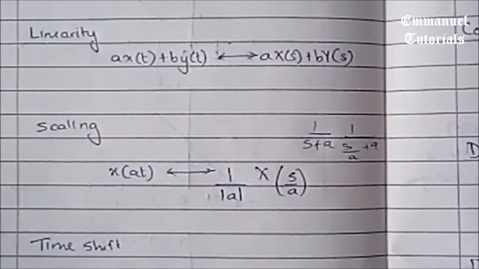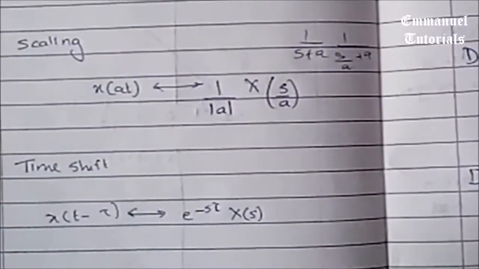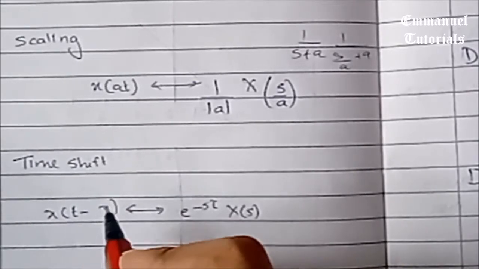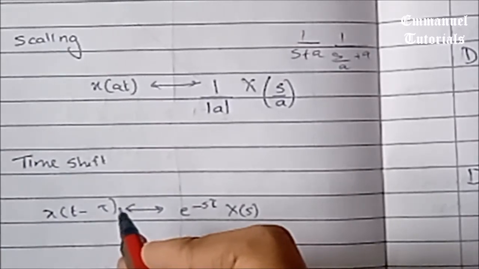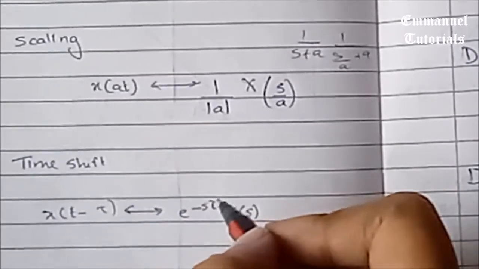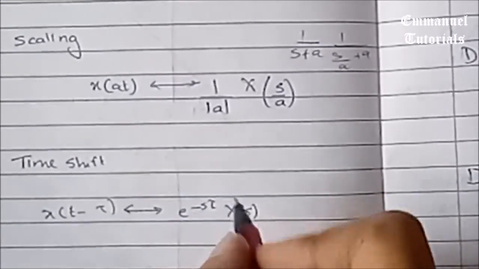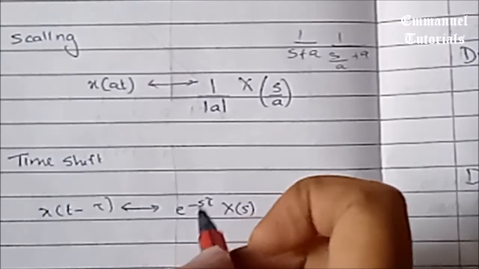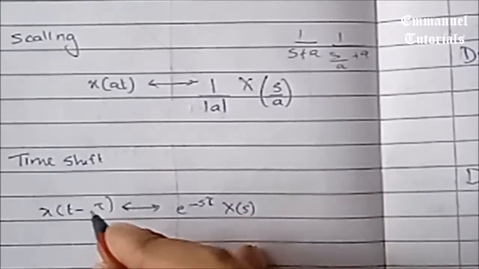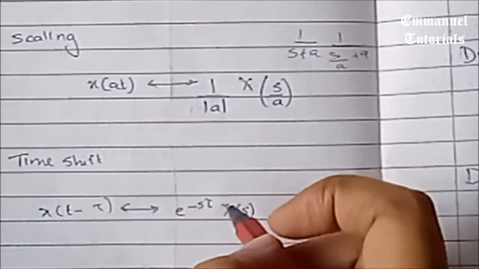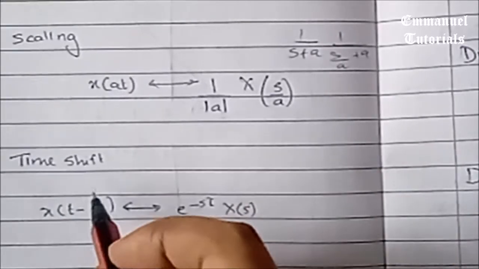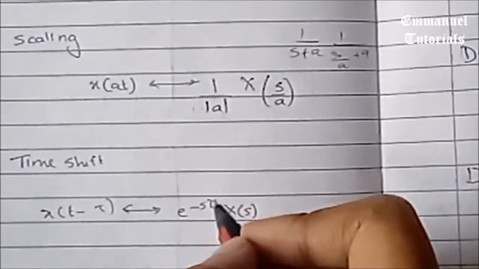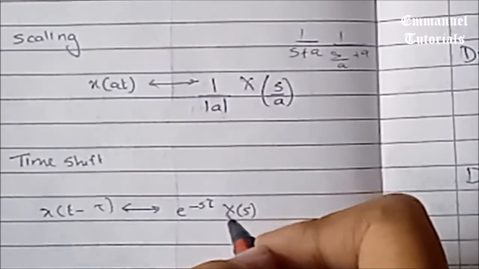Now we'll go to the time shift property. What does the time shift property state? If you shift the signal in the time domain by a value of tau, you'll have to multiply the resultant Laplace transform by an exponential term with the shift value in it. So x of s is the Laplace transform of x of t, but for x of t minus tau, the Laplace transform will be e raised to minus s tau x of s.